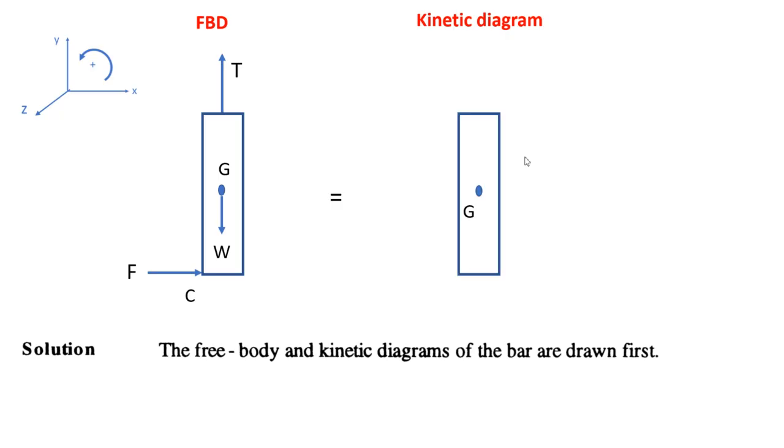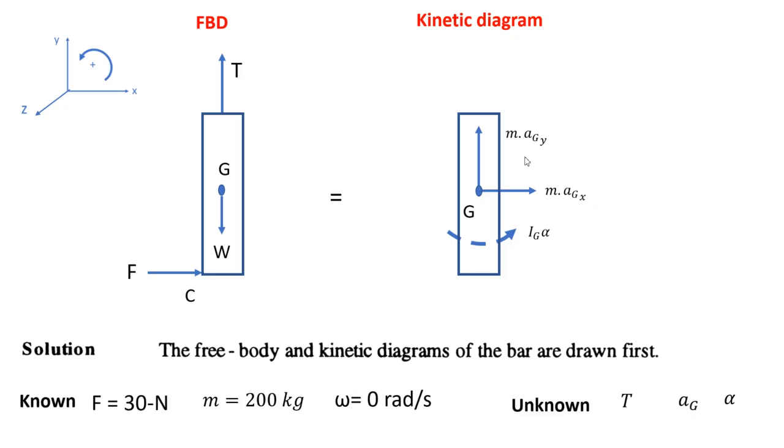Now, for the kinetic diagram, we first have a vertical force, which is the mass multiplied by AGY, and a horizontal force, which is the mass multiplied by AGX. We still have the Ig alpha. We continue the solution knowing that the force is 30 Newton, the mass is 200 kilograms, omega is 0 radian per second, and the unknowns are the tension, the Ag, and the alpha.